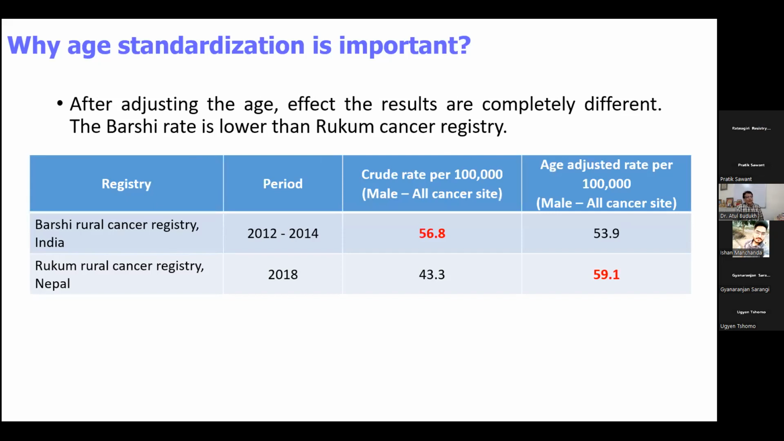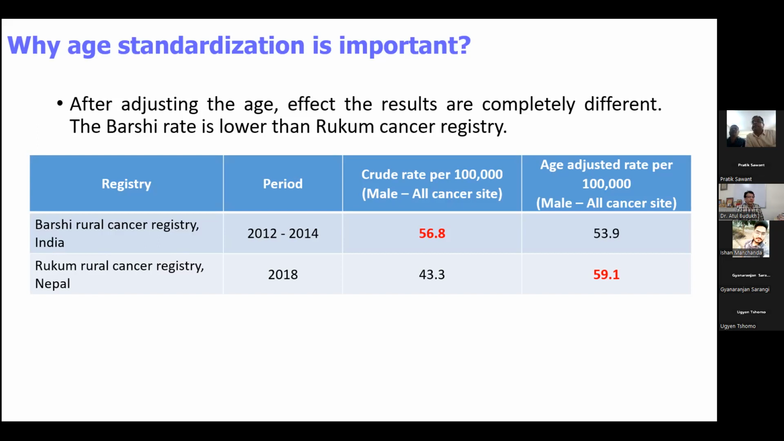See, the Barshi crude rate is 56.8. Sandeep, can you read this slide? Sandeep from Ratnagiri. Yes, sir. It is 56.8 and their age adjusted rate is 53.9, and that of Rukum Rural Cancer Registry in Nepal, the crude rate is 43.3 and the age adjusted rate is 59.1. Because there is a population difference in the two areas, we cannot use the crude rate for comparison purposes. We have to use the age adjusted rate for comparison purposes. Is it clear?